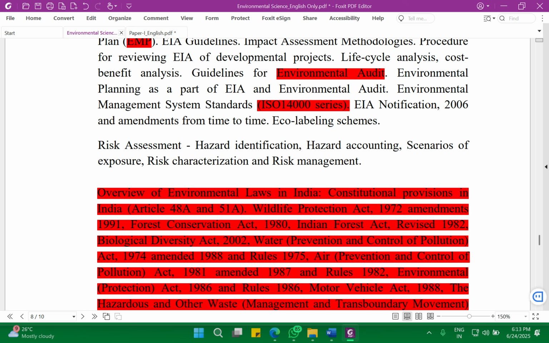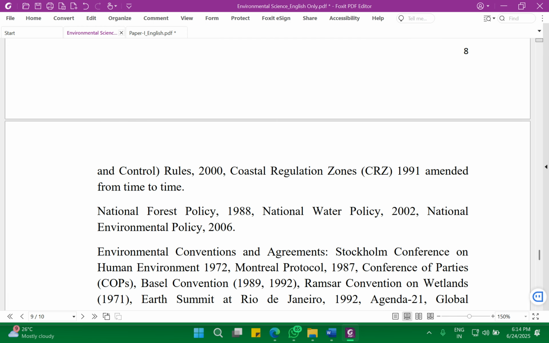And constitutional provisions of environment, so that is very, very important. Here it is 48A and 51A. It mostly deals with the fundamental duties of a citizen to protect the environment, and not the fundamental duties of a state to protect the environment. And there is one more article, Article 21. Article 21 says about the right to life, or right to a clean environment. So those things you need to know.